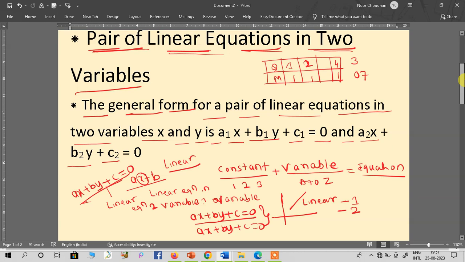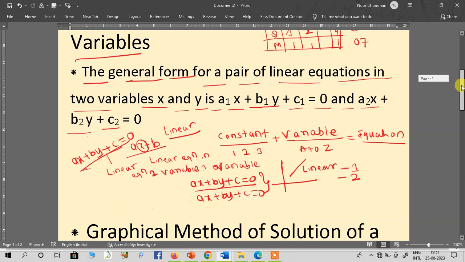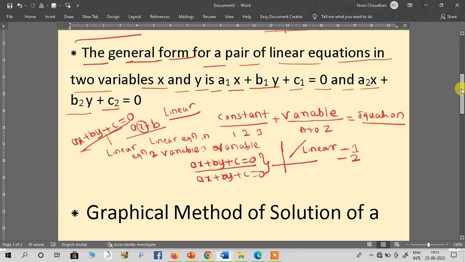Both methods are different, but what is the aim of these two methods? They find the x and y values, whether you use the graphical method or the algebraic method. So in this topic we are discussing how we represent linear equations in a graph, and second, how linear equations are solved by algebraic methods. Okay, so what is the next concept?